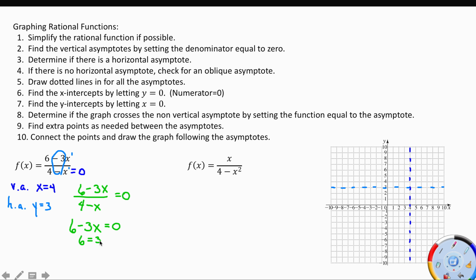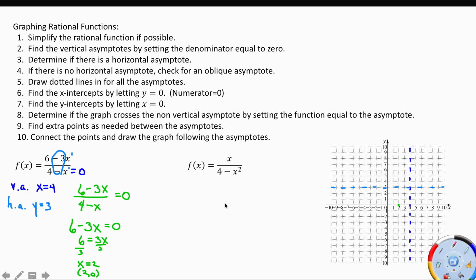Or 6 equals 3x, or x equals 2. Now, don't forget, this is a point, right? So it is the point (2, 0). Come over here and put that on my graph.